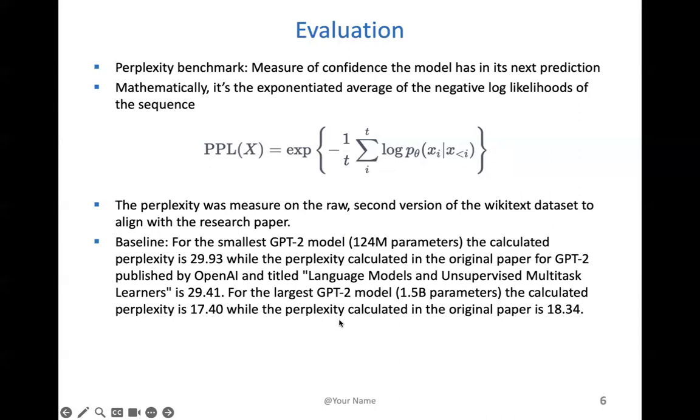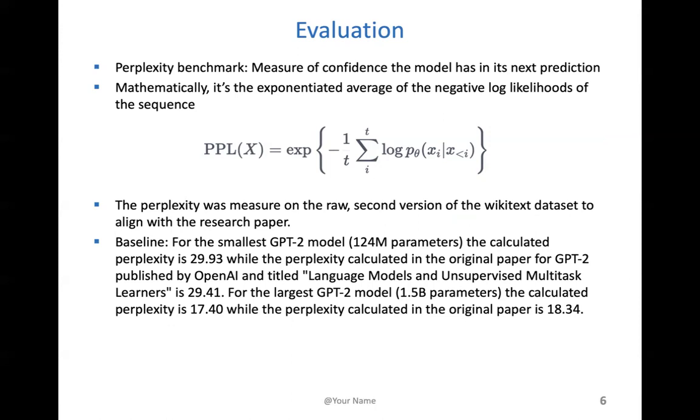The perplexity was measured on the raw second version of the Wikitext dataset to align with the research paper and to better compare the results that we got. To ensure that the evaluation was correct, I tested it on the smallest GPT-2 model that has 124 million parameters and calculated that the perplexity was 29.93, while the perplexity calculated in the original paper for GPT-2 published by OpenAI was 29.41.